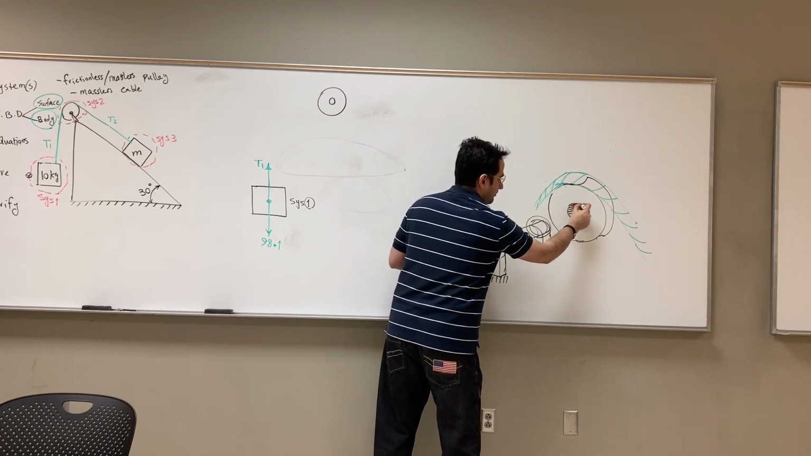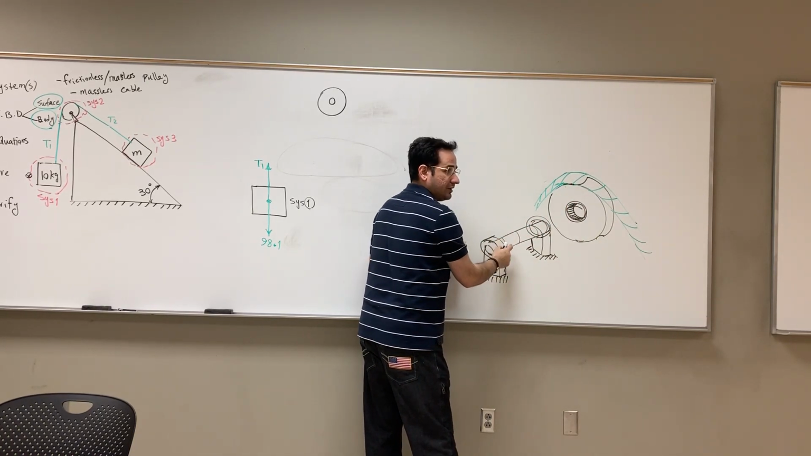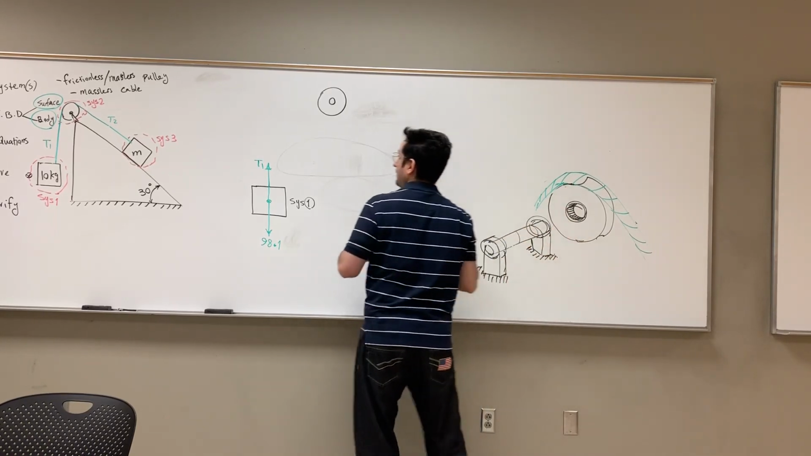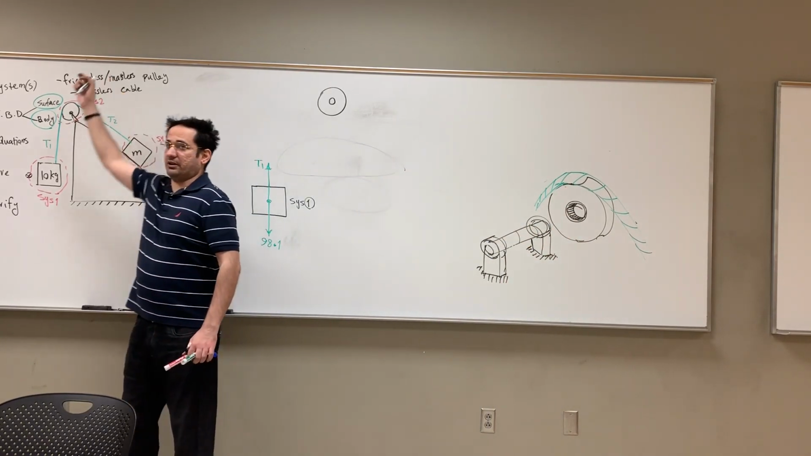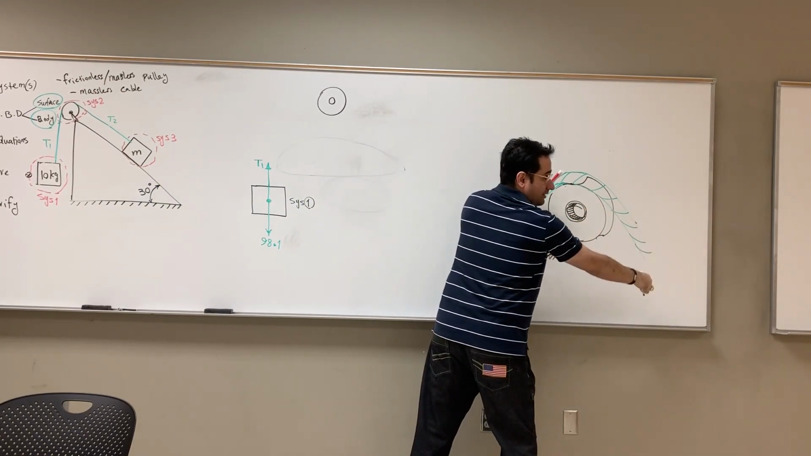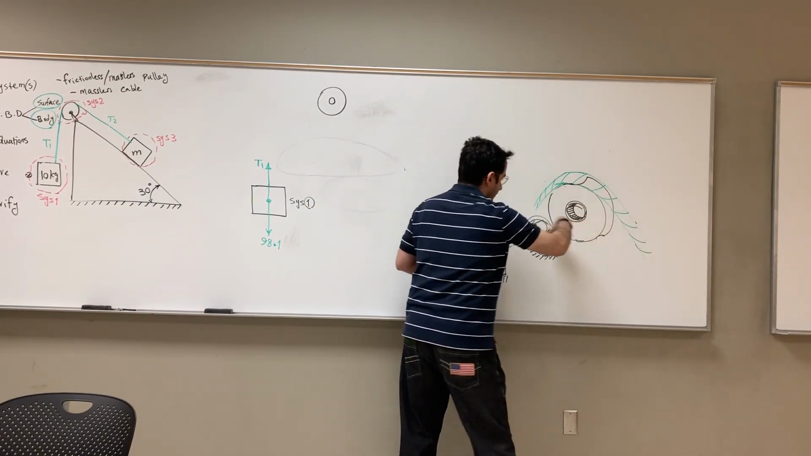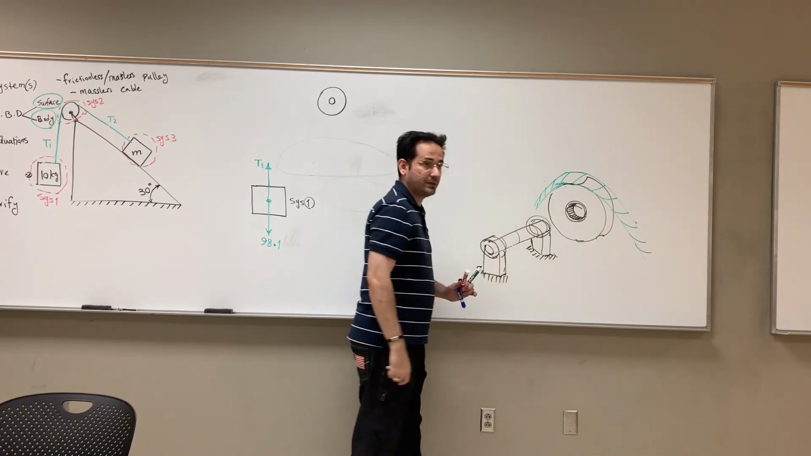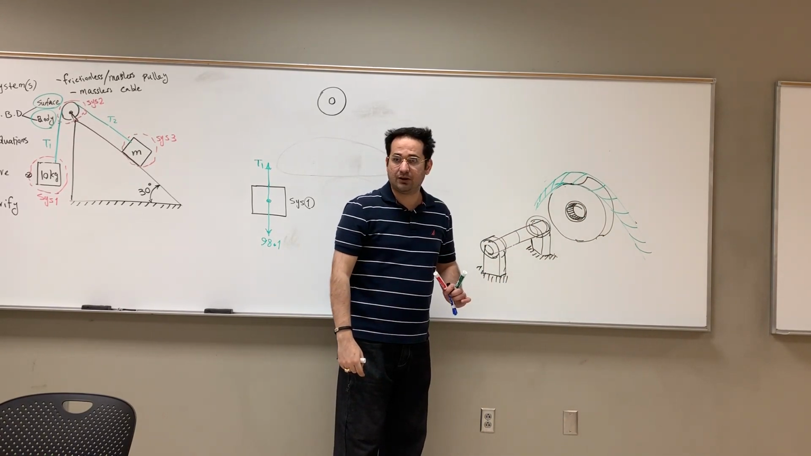Because there is another ball bearing here, this can easily rotate around this, and it's frictionless. You see it, the assumption is frictionless. So this pulley can easily rotate. If this cable is moving, it can easily rotate this pulley around the center shaft, right?